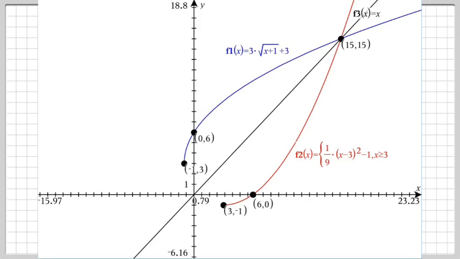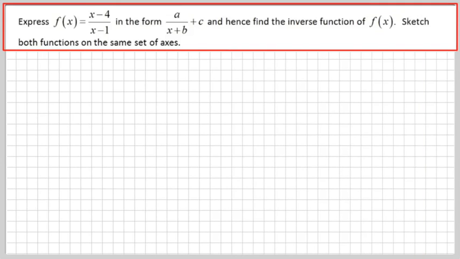Nice, isn't it? So, okay, I think we better do another one now. This looks like a hyperbola. Very hyperbola-ish to me. We've got to express that in this form here, and hence find the inverse function of f of x. Sketch both functions on the same set of axes. Well, we'll do that for sure, guys. Let's go.